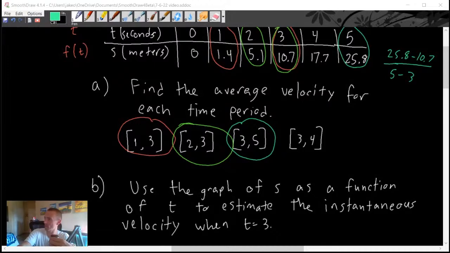Yeah, I see your comment. This is a great formula. Yeah, thank you. Should be helpful for you. Definitely want to keep this one in mind as you're doing these average velocity problems.